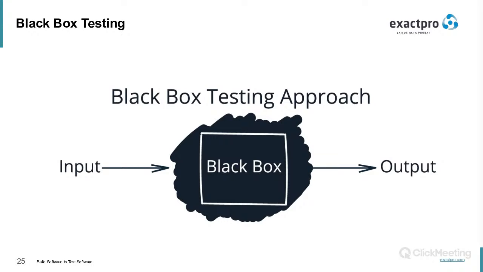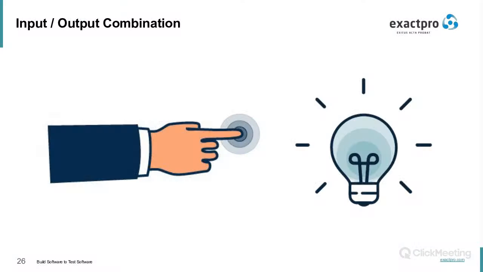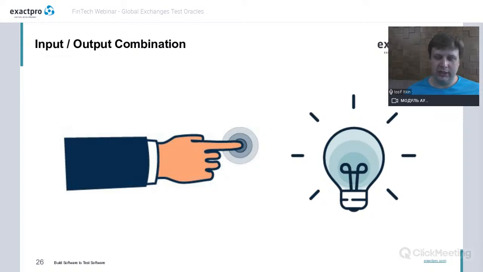Let's go back to black box testing. We have input, we have the system under test, and we have output. The simplest possible input to output: we press a switch and the bulb goes on or off. It is a very simple thing, when we press something and we get one bit of output.